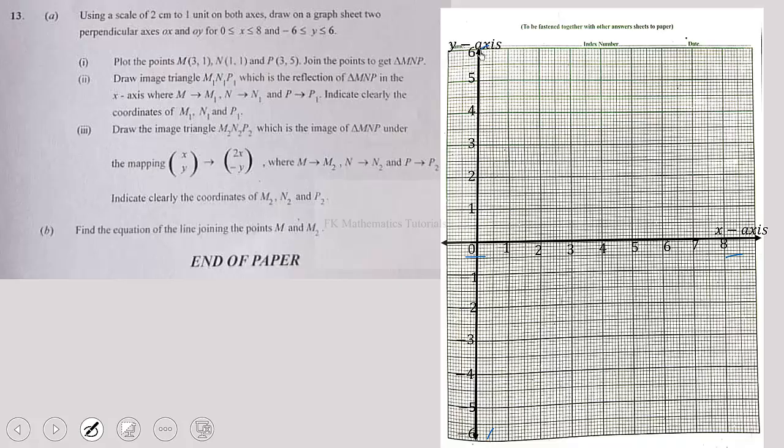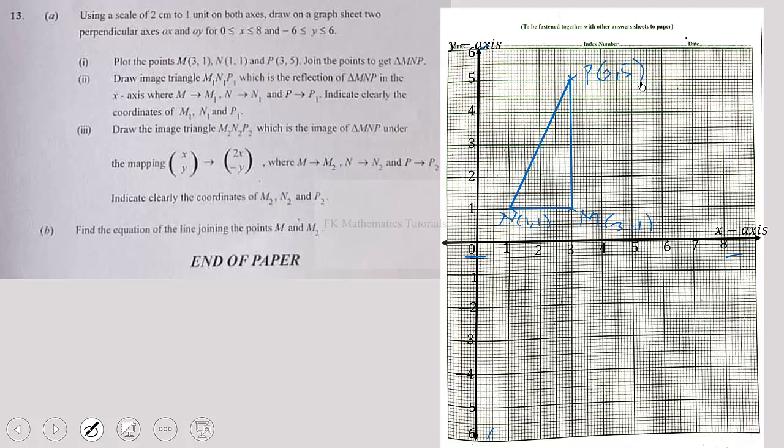Then we can plot the point M(3, 1). So 3, 1 will be here. So M will be here. Then N will be 1, 1. So N will be here. And we also have P(3, 5). So 3, 5 will be here. So we connect the points to form this triangle.